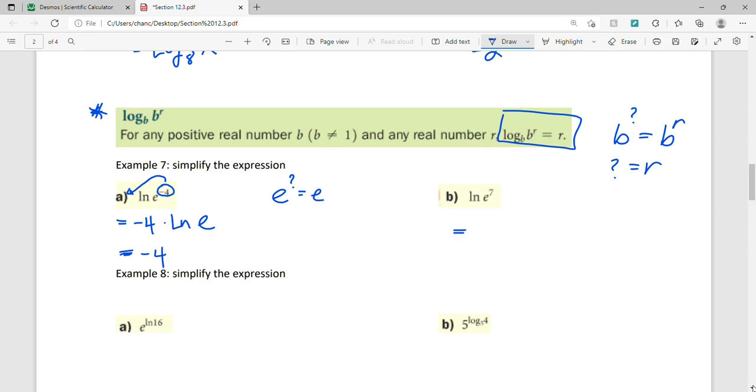Using the previous formula, we can get the natural log of e to the 7th. Again, you could bring down that 7 to the front. 7 times the natural log of e. The natural log of e is just 1, so this does give you 7.